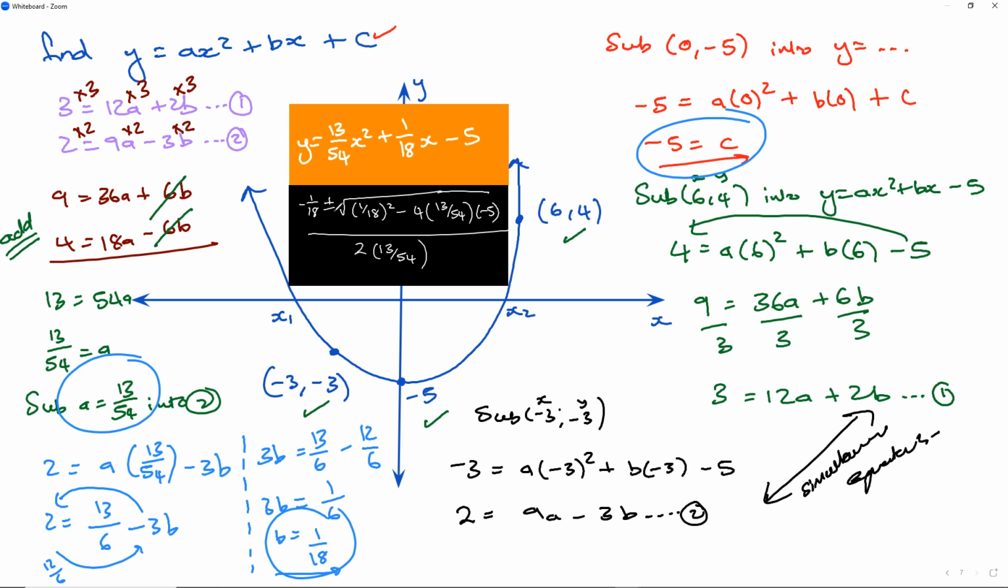Grabbing your calculator and carefully putting it in, pressing your fraction button, and keeping brackets in mind whenever you're dealing with complex stuff like this, like 1 divided by 18, put it in a bracket, then put plus or minus after that, square root, keep the bracket going, 1 divided by 18 squared, b squared, minus 4 times a times c, 4 times 13 over 54 times c, which is minus 5, divided by 2a, which is 2 times 13 over 54. And this comes to two solutions.